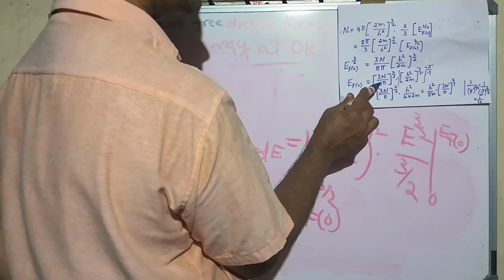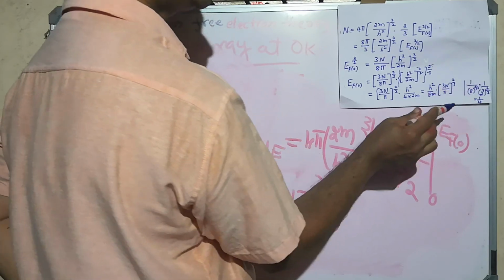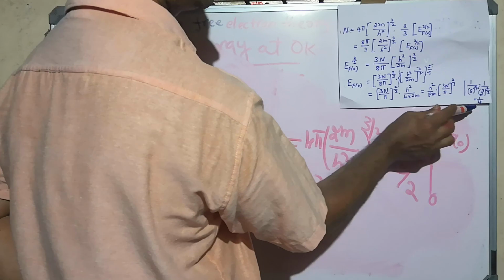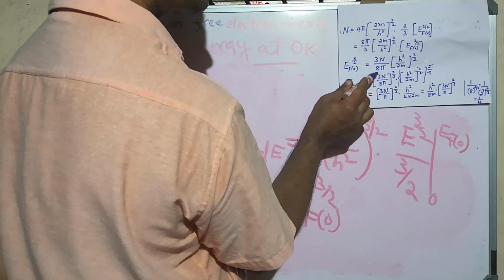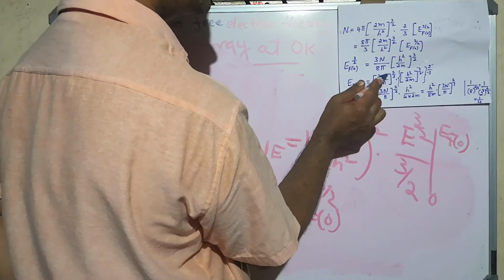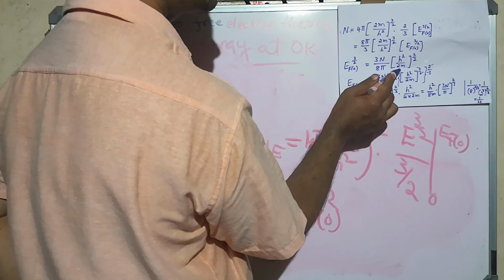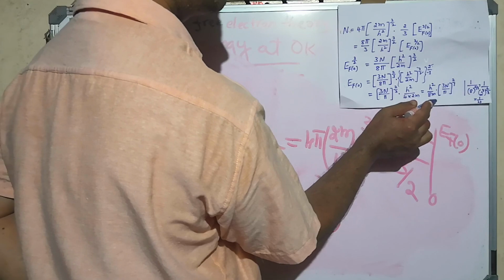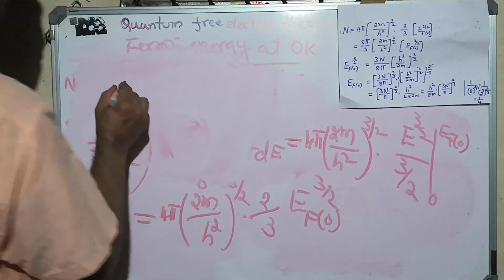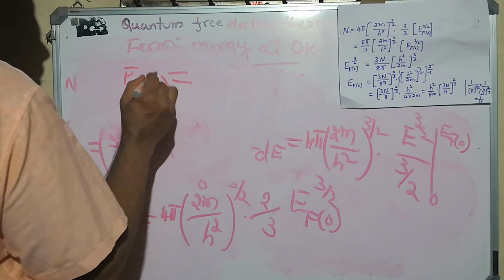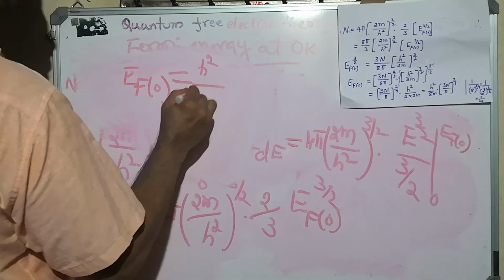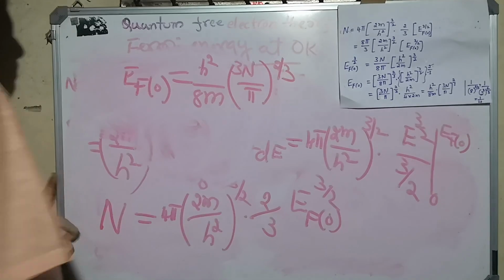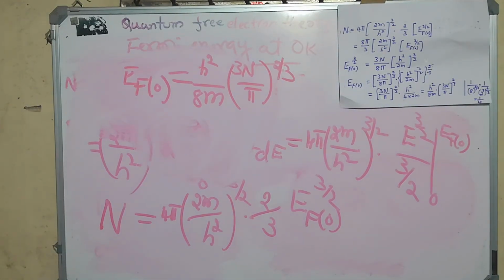Next, I am writing 8 as 2³. So (2³)^(2/3): the 3 and 3 get cancelled, and 2² is equal to 4. That is, I am replacing 8^(2/3) by 4 here. So 3n divided by π to the power 2/3, with 4 in the denominator, h²/2m becomes h²/8m into (3n/π)^(2/3). Therefore, the final expression for Fermi energy at 0 Kelvin is h²/8m times (3n/π)^(2/3). So this is the expression for Fermi energy at 0 Kelvin.